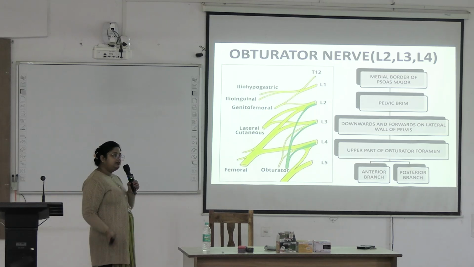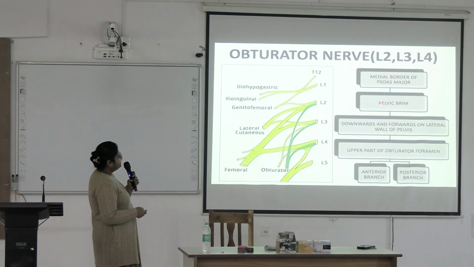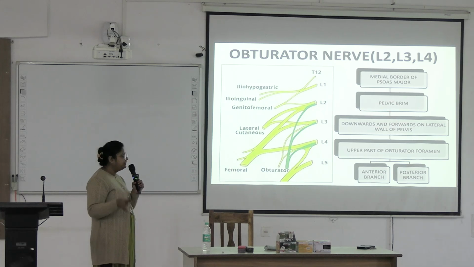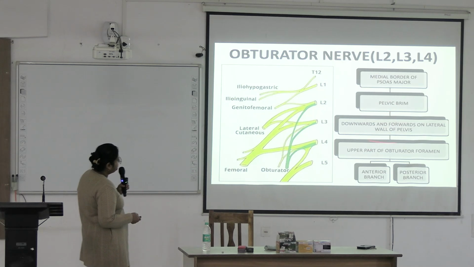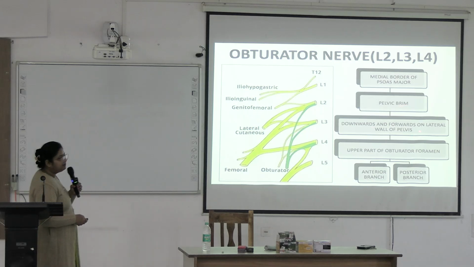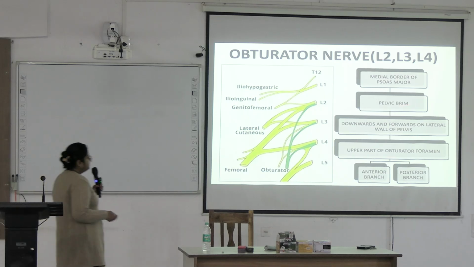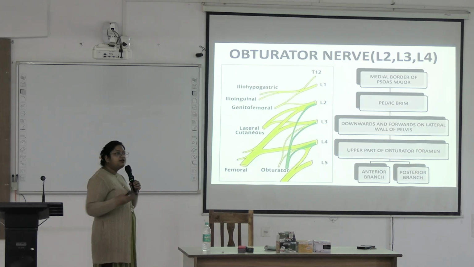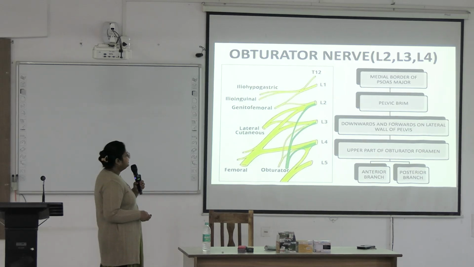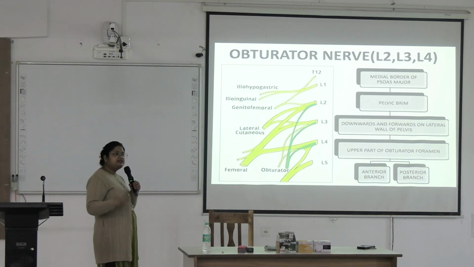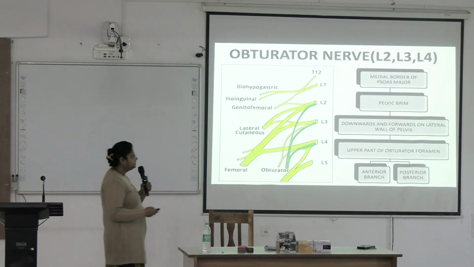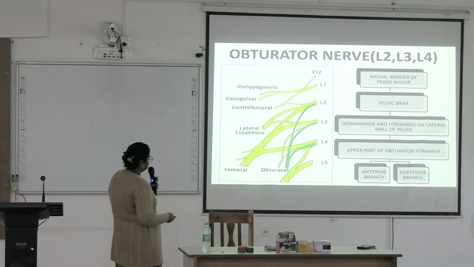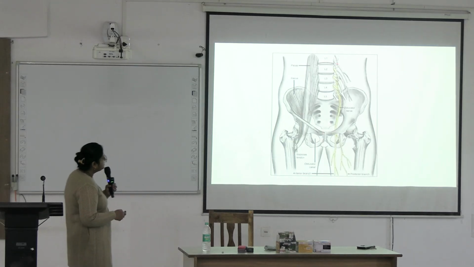It lies medial to the psoas major. Then it crosses the pelvic brim. Pelvic brim means inlet of the pelvis. Then it passes downward and forward on the lateral wall of the pelvis and passes through the upper part of the obturator foramen, through the obturator canal. Then it divides into anterior branch and posterior branch and supplies the adductor muscles of the thigh in the medial compartment. Here you can see the course.